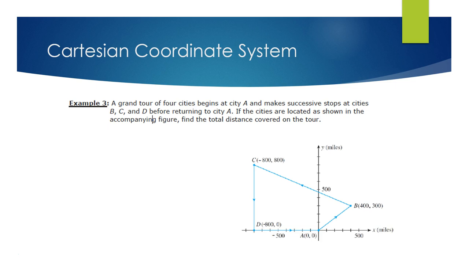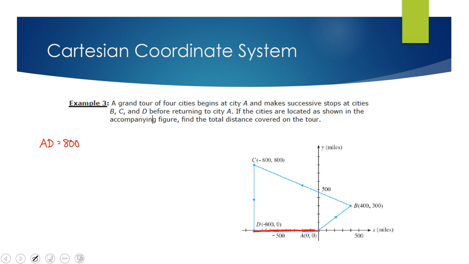Well, AD, if I look at this side, it's pretty easy. Since A and D happen to be horizontally related to each other, they lie on a horizontal line, so all I have to really do is count. Going from negative 800 as an x-coordinate to 0 is 800. So I could say that AD is 800, and I guess they're showing miles here. They're not really saying what the units are.